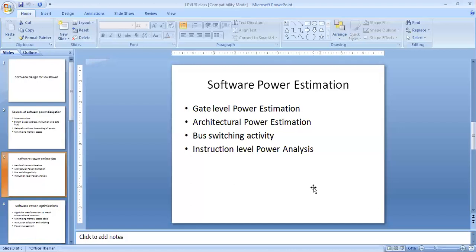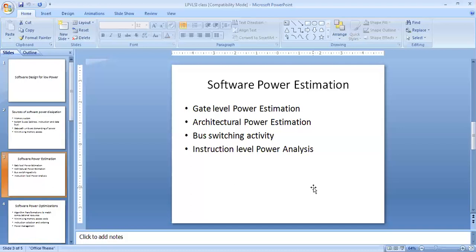This analysis requires that the power cost associated with individual instructions and certain instruction sequences be characterized empirically for the target processor. The first requirement for ILPA is to characterize the average power dissipation associated with each instruction or instruction sequence of interest.